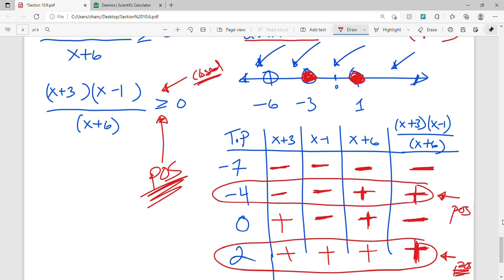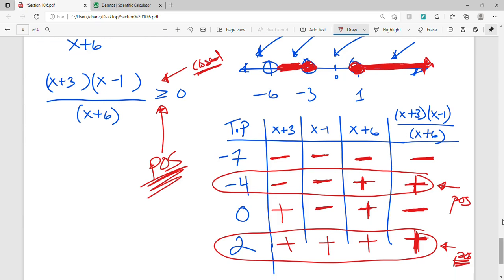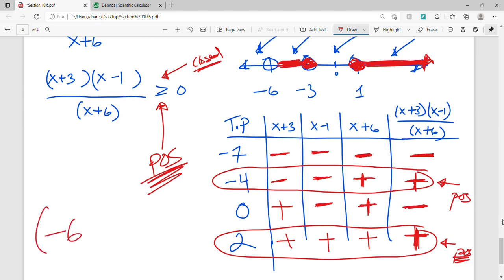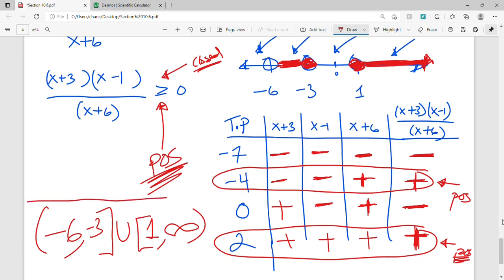What's our answer? Well, we'll have to shade between negative 6 and negative 3. That's positive. And we're going to shade between 1 and infinity because the 2 was on the right side of the 1. What's our answer? In interval notation, let's write it out. It's going to be negative 6, comma, negative 3 with a square bracket because it's a closed circle. Union, square bracket 1, all the way to infinity. So this is our interval notation.